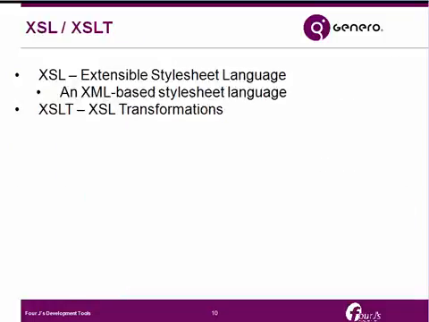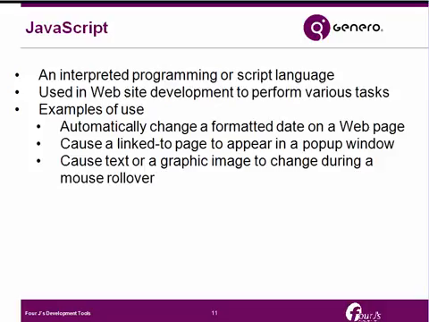XSL and XSLT refer to the extensible style sheet language and XSL transformations. Within Genero, we use XSLT to translate the Genero presentation styles defined in a .4st file into an inline CSS needed to apply the presentation styles to the web application page.